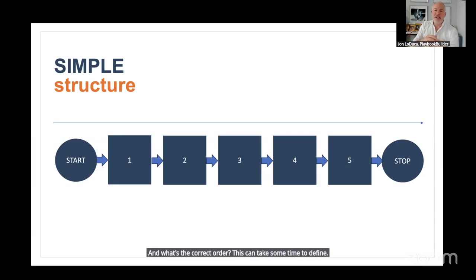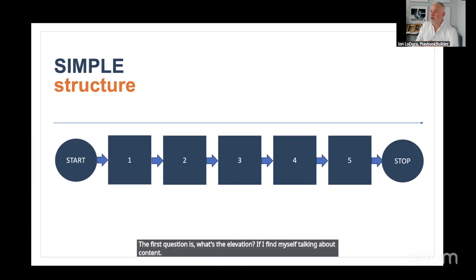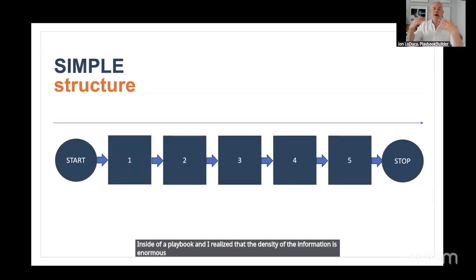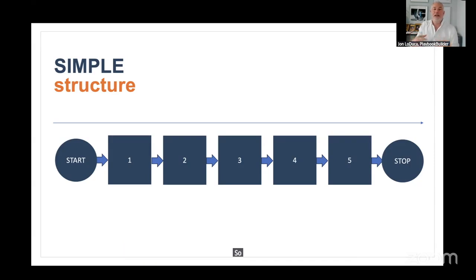The first question is, what's the elevation? If I find myself talking about content inside of a playbook and I realize that the density of the information is enormous, it may have to move up a level from a step inside of a process up to its own process, up to an entire playbook. So information density is where your critical thinking comes in to decide on elevation.